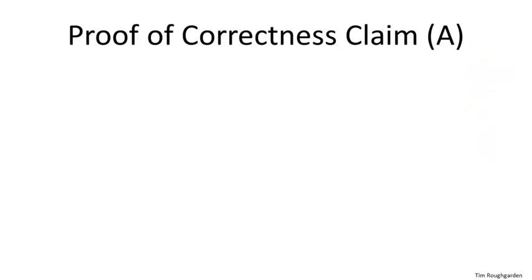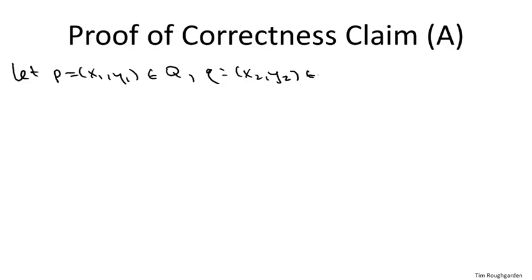So let's start with part A, which is the easy part, relatively, of the claim. So remember what we start with. Our assumptions, we have a point P. Let's write it out in terms of the coordinates, x1 and y1, which is from the left half of the point set. And we have a point Q, which we'll call x2, y2, which comes from the right half of the point set. And furthermore, we're assuming that these points are close to each other.